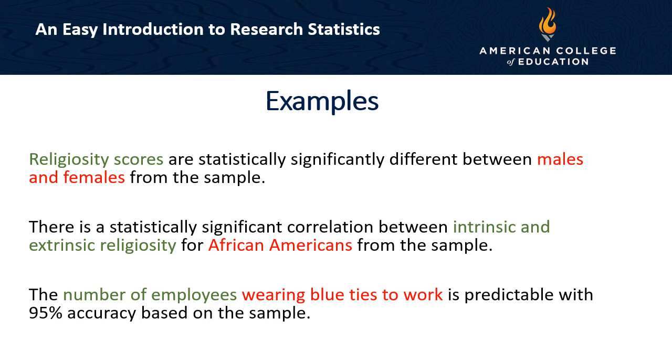There is a statistically significant correlation between intrinsic and extrinsic religiosity for African Americans from the sample. In this case, African Americans are the independent variable, the racial category, and intrinsic and extrinsic religiosity are the dependent variables. The number of employees wearing blue ties to work is predictable with 95% accuracy based on the sample. In this case, the number of employees is the dependent variable, and the category is wearing blue ties to work. So that's what we're pivoting the data on, and then we want to know how many employees wore blue ties to work and make a prediction on that basis.